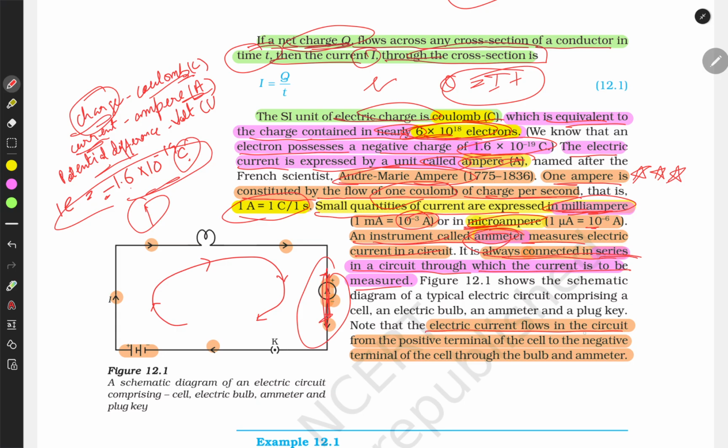Electric current flows in a circuit from the positive terminal of the cell to the negative terminal of the cell through the bulb and ammeter. So this electric current will flow from the positive terminal of the cell this way to the negative terminal.